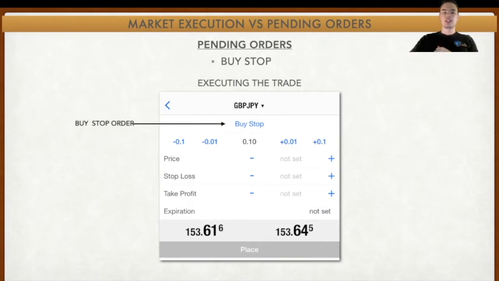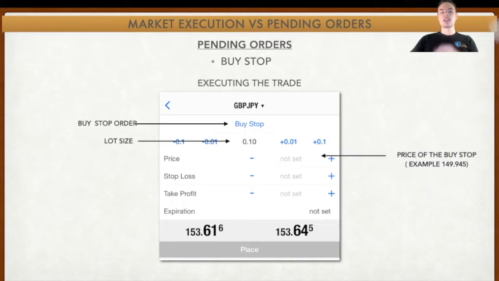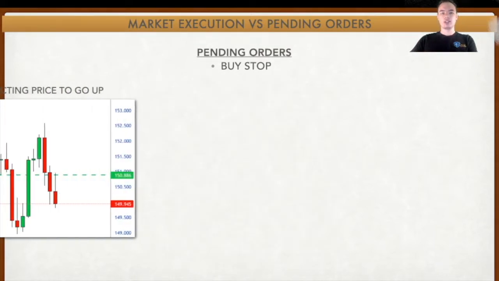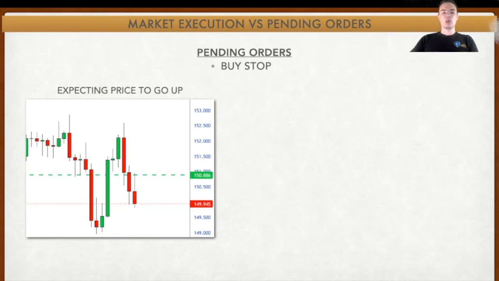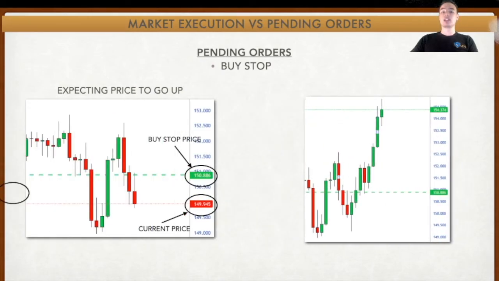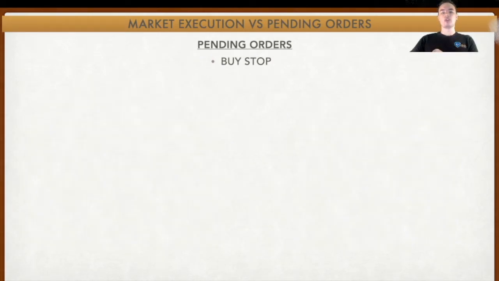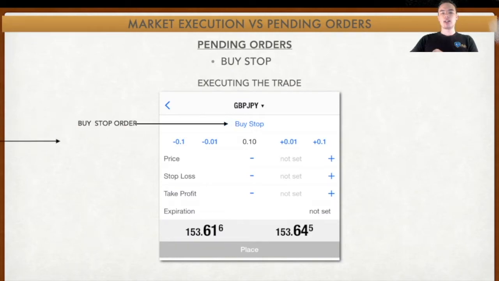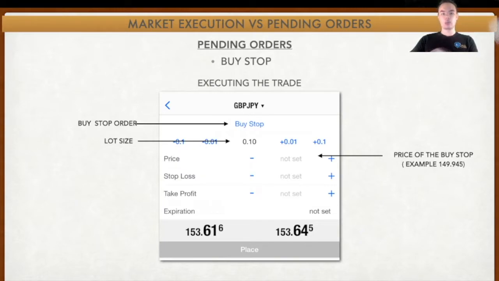So here's the example. So buy stop order on GBP JPY, okay, not market execution. You change it now to buy stop. You enter the lot size you want. Now the price, this is where you want it to enter, okay? For example, 149.945. If we go back, right, our example would be 150.886. That's where in this specific trade we would have entered over here by price.